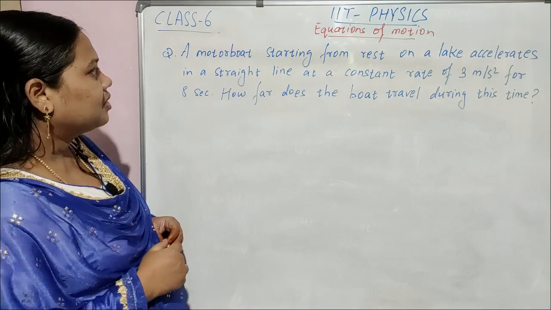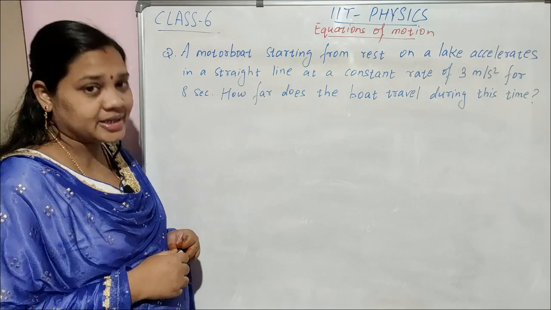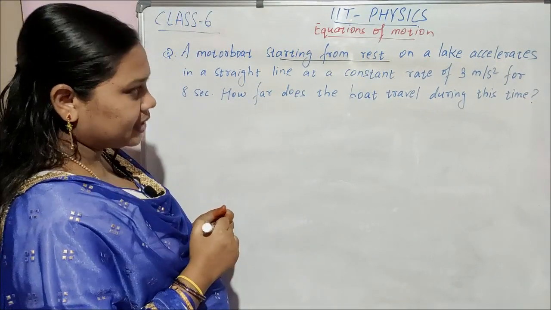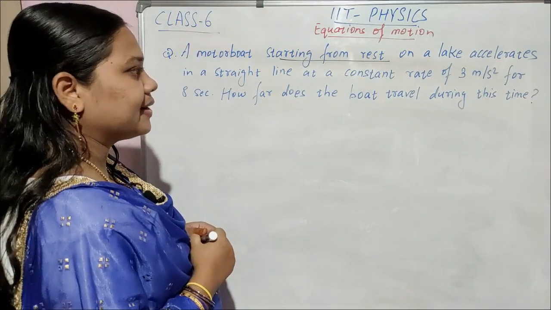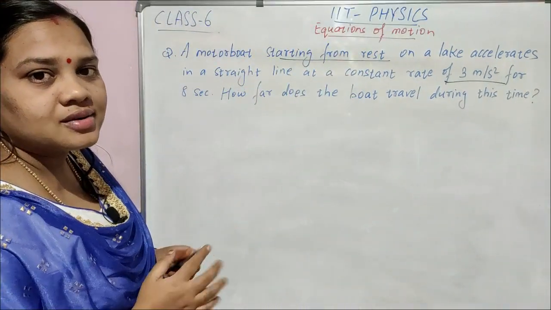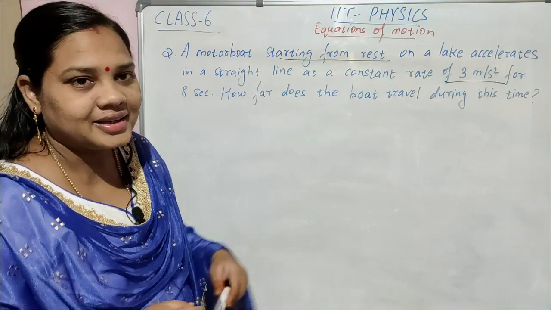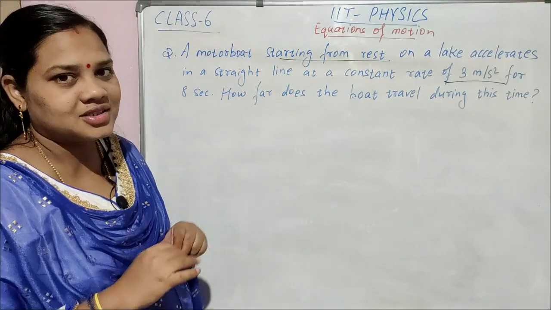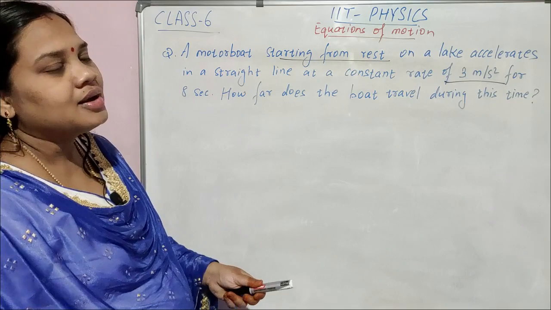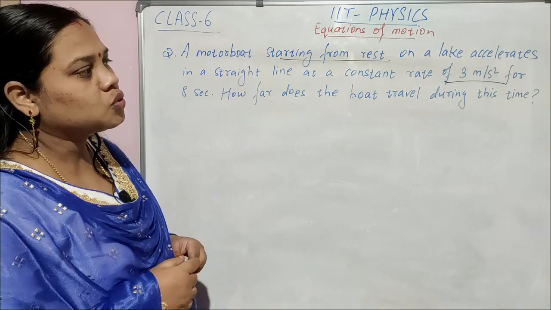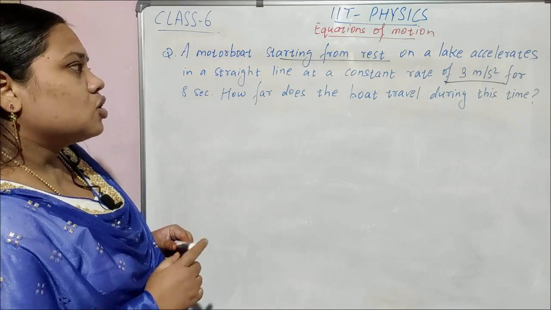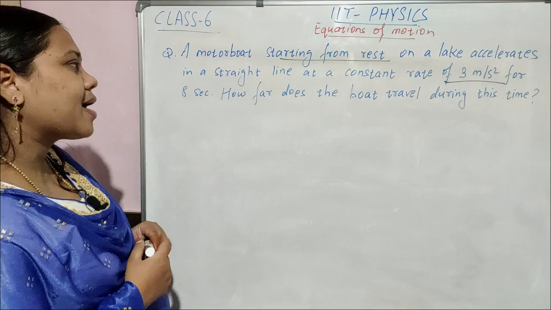So let's see. A motor boat starting from rest on a lake accelerates in a straight line at a constant rate of 3 meter per second square. Acceleration is given. Constant rate means this is uniform acceleration. Now children, you have to remember that the three equations of motion apply only for bodies which move with uniform acceleration or uniform retardation. So the uniform rate is 3 meter per second square.